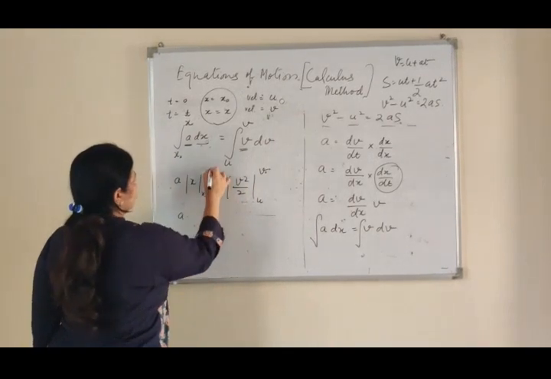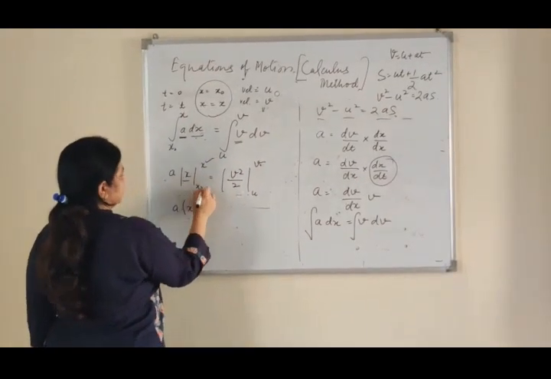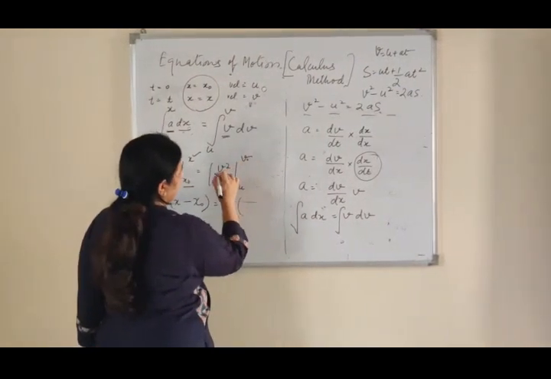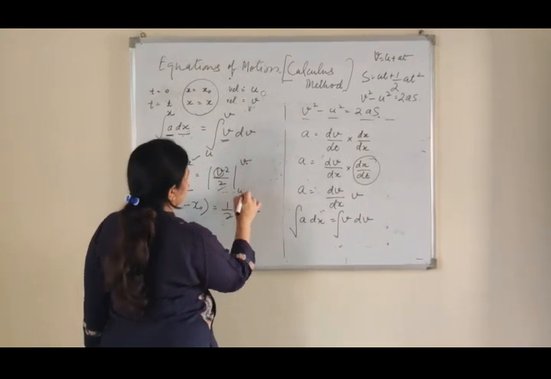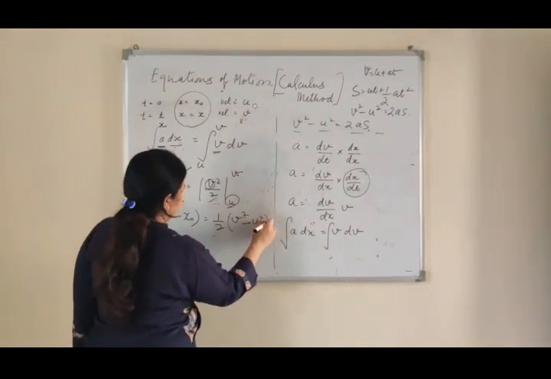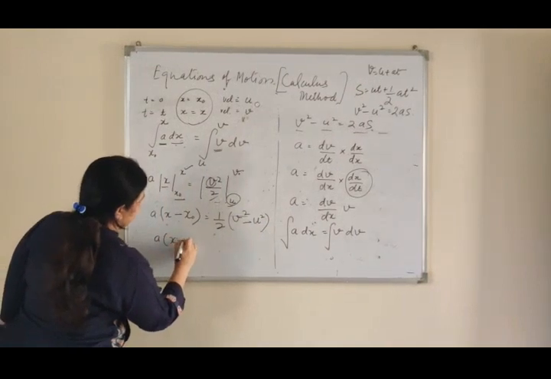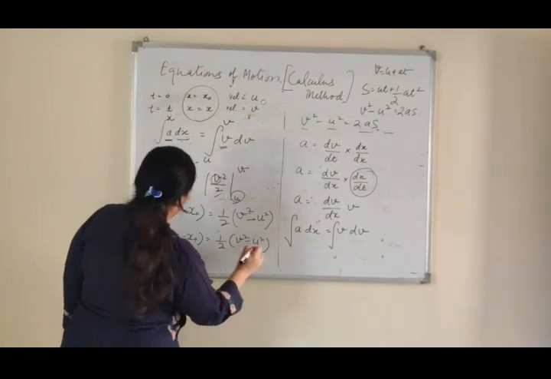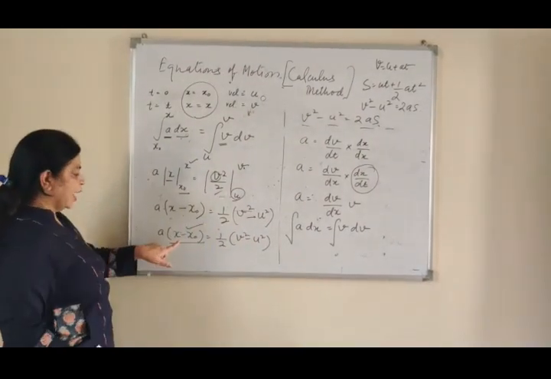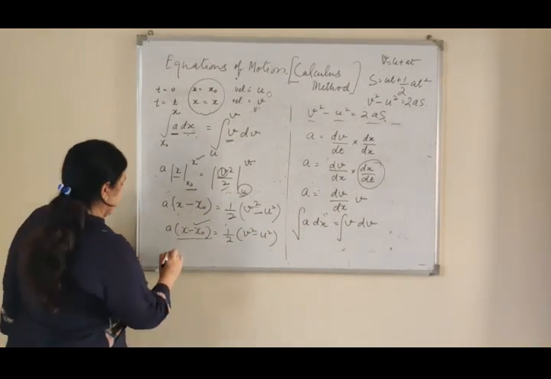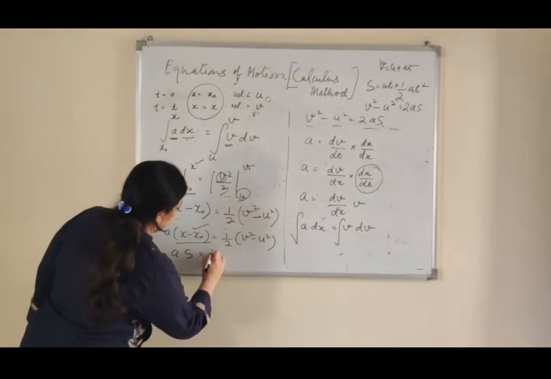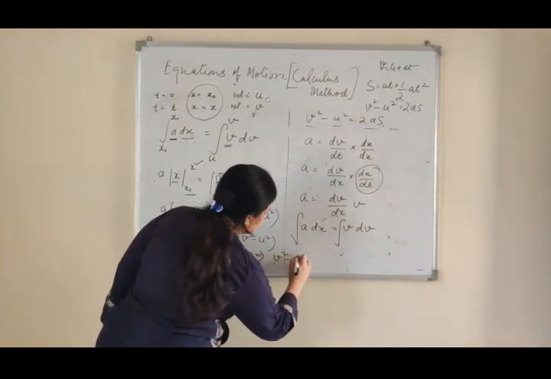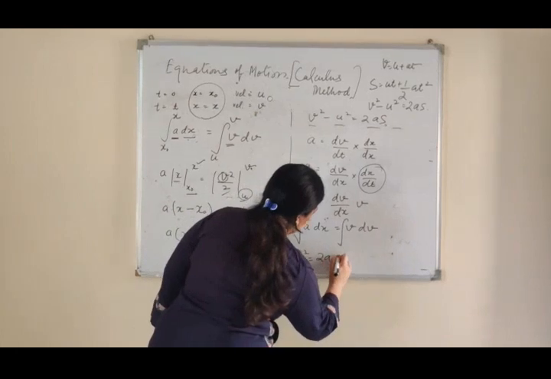So now a, put the upper limit here, x minus lower limit x naught. That is half we can take common. Upper limit in place of v, v square. Lower limit in place of v, u square. So a into x minus x naught is equal to half into v square minus u square. Now I have explained that x minus x naught can be written as s, so as is half v square minus u square, which implies v square minus u square is equal to 2as.